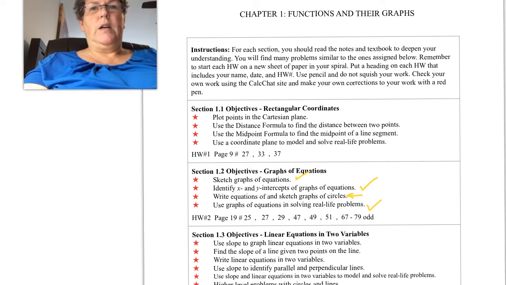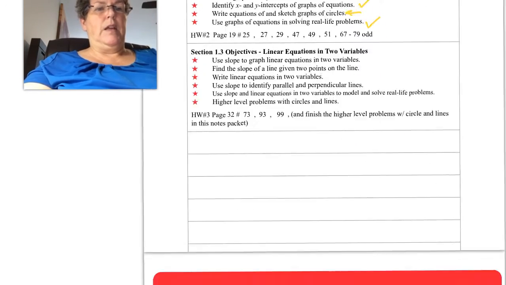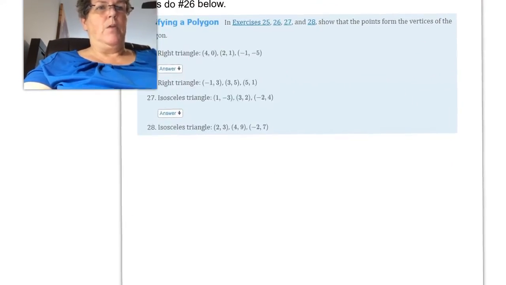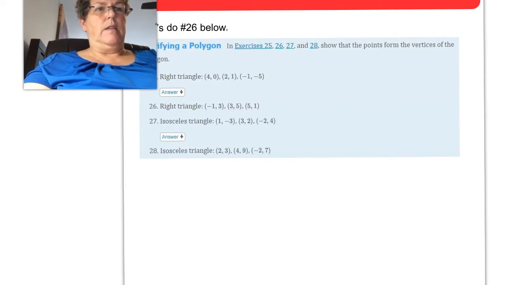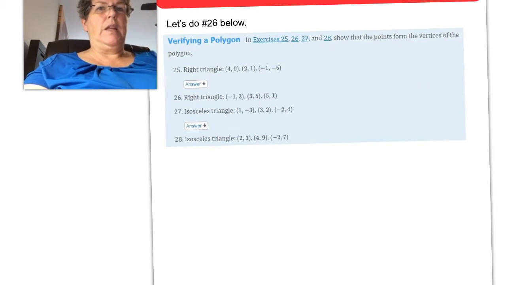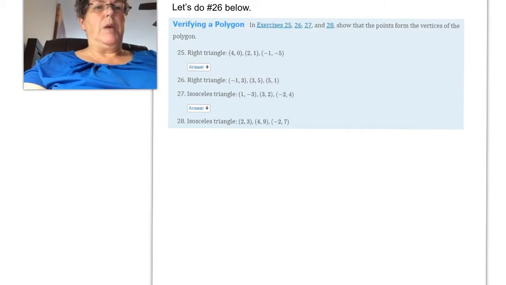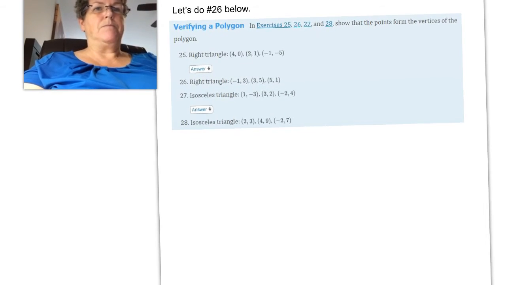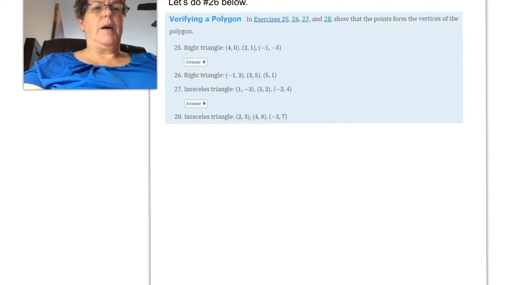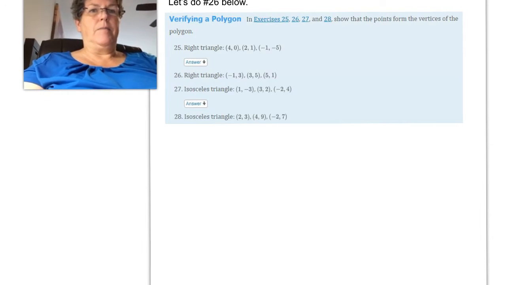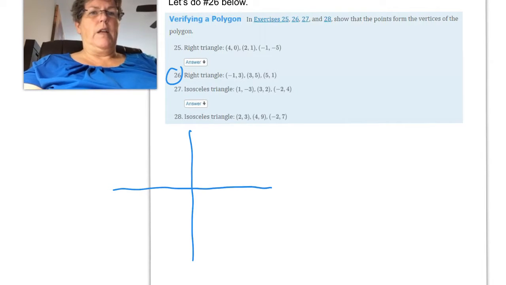So if you follow along, this example at the end of section 1.1 was in the slides notes. It's slide number 20. It's an application problem where, if you want to follow along, maybe you're writing this down in a notebook. So how do you verify a polygon? It says show that the points form the vertices of the indicated polygon. So in 26, how would I know that these three vertices form a right triangle?